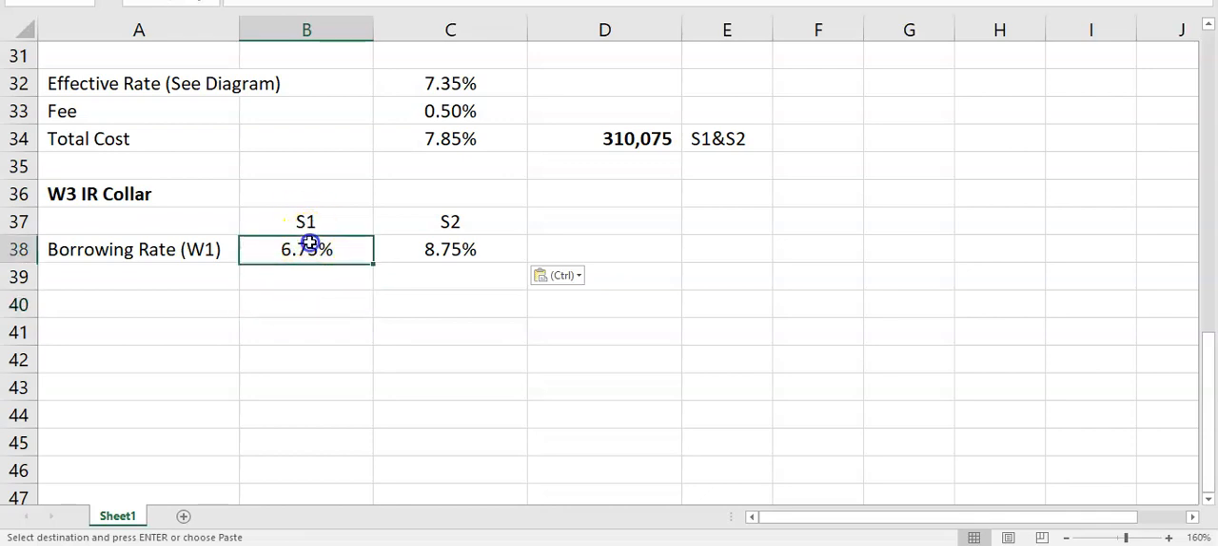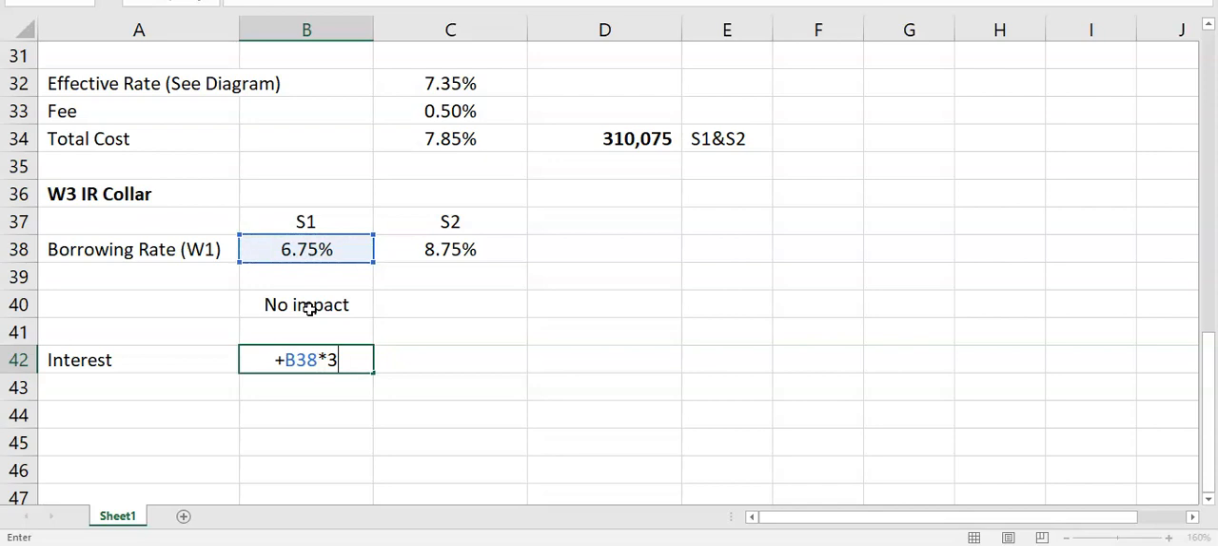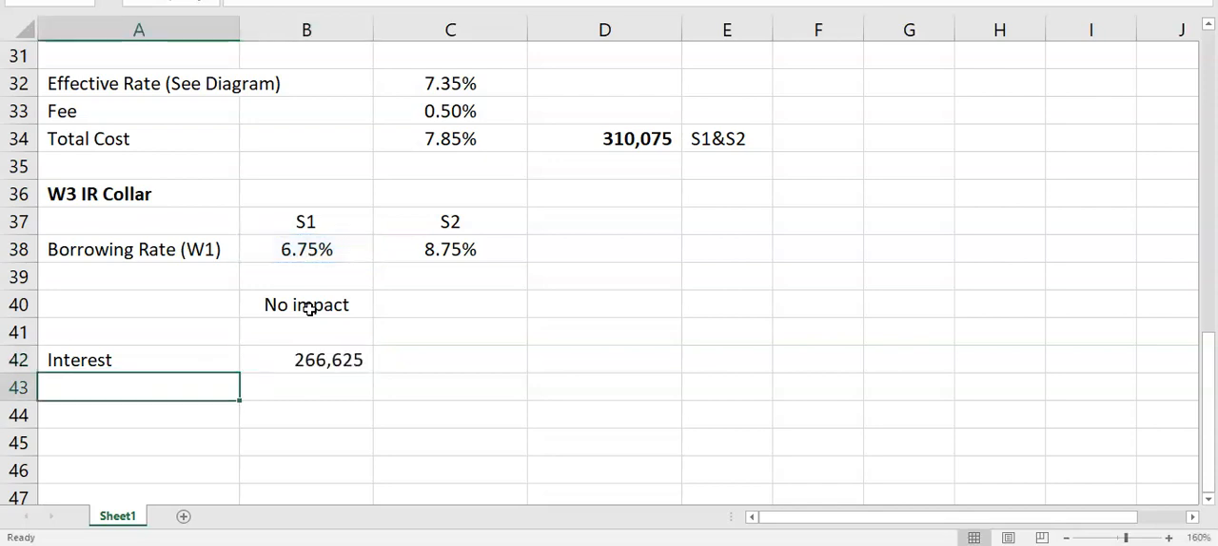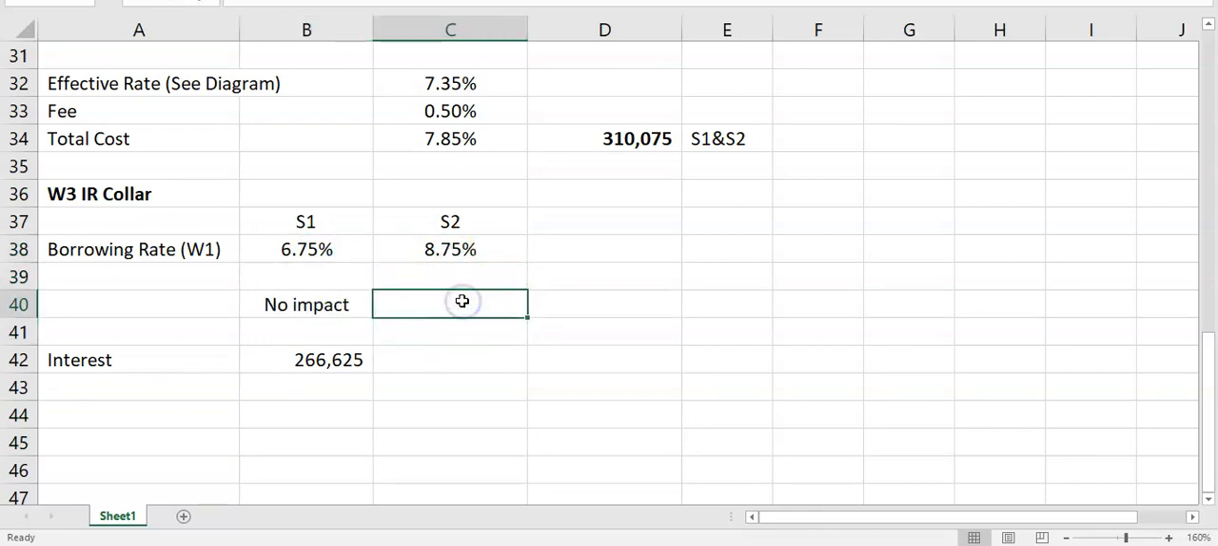You are above the floor and you are below the cap, so no impact. That's fine. It's within 5.9 and 7.9, so the interest here will be 6.75 times 3950 million, so 266,625. And then we have to do the fees at the end, which we'll come to. But because that's within the collar, there's no issue. Here, this is capped at 7.9%. So that's how a cap would work individually.